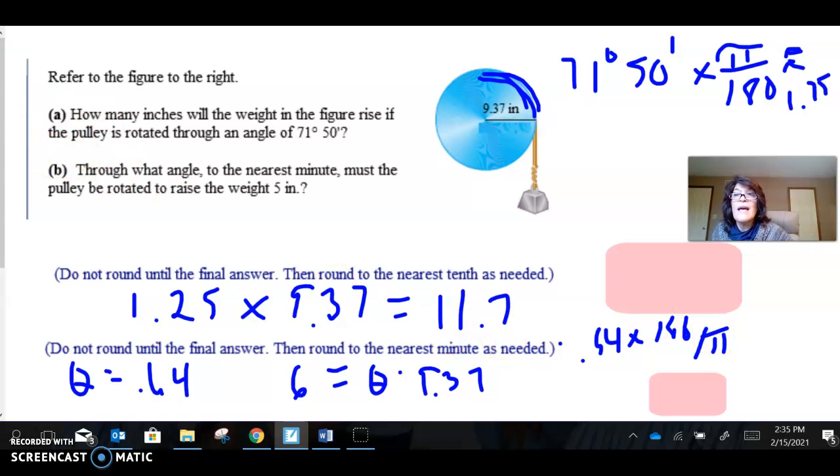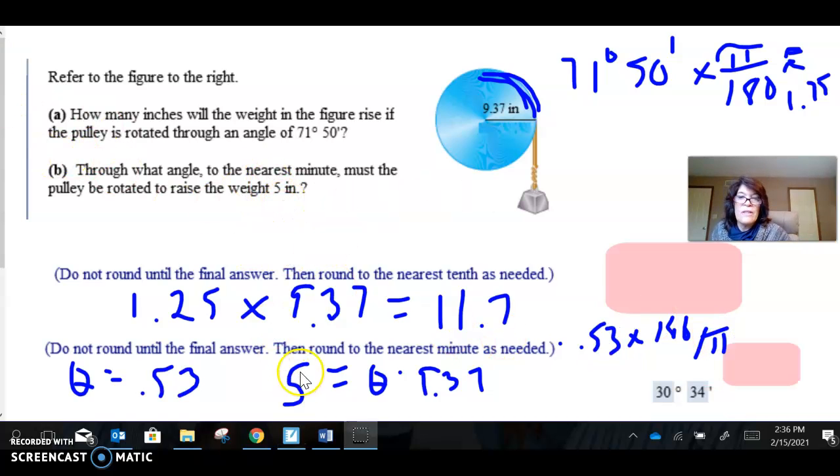Okay, and when I do that, sorry, it was 5 inches. So 5 equals theta times this. 5 divided by that is 0.53 times 180 over pi. You get 30 degrees, blah, blah, blah. You have to change it into minutes with your calculator. You should have gotten this.